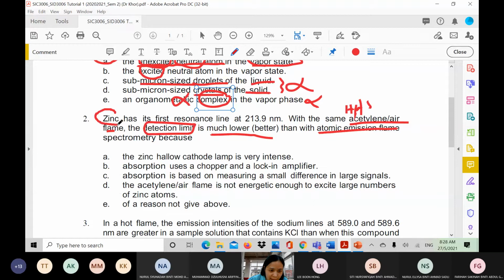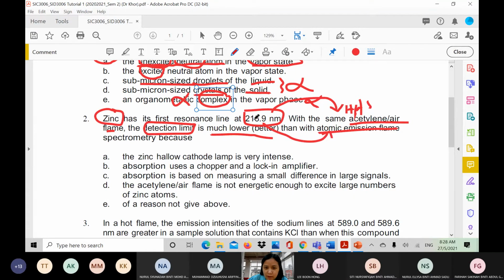The element we want to detect in this study is zinc. Zinc is the target analyte, right? We know that every single element has its characteristic wavelength. For zinc, one of the characteristic wavelengths is 213.9. This 213.9 is for AAS and also for AES.